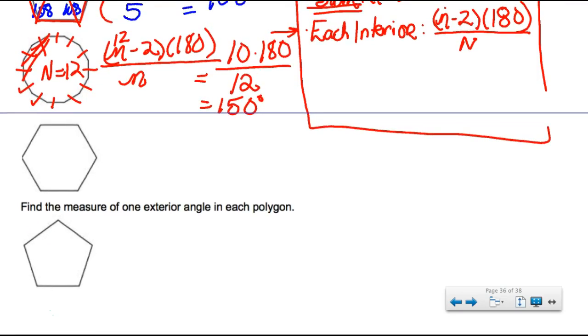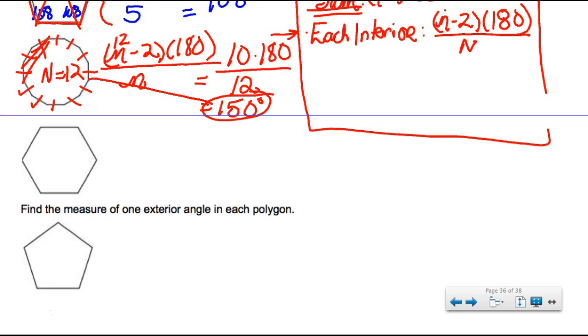Let's go do the next one. All right. They're all 100. Notice the more sides it has, the more it starts to resemble a circle, and the bigger those angles get, the bigger and bigger they get. So first thing I do is I count out the sides. 1, 2, 3, 4, 5, 6. I've got n equals 6.